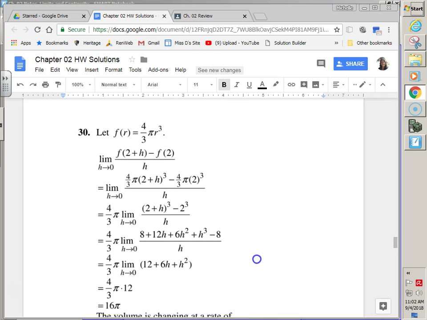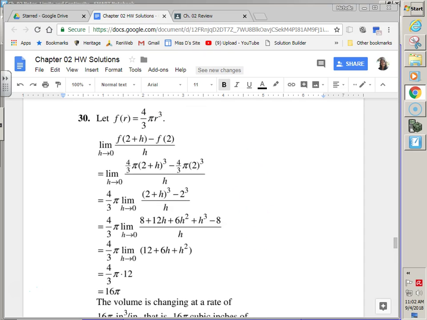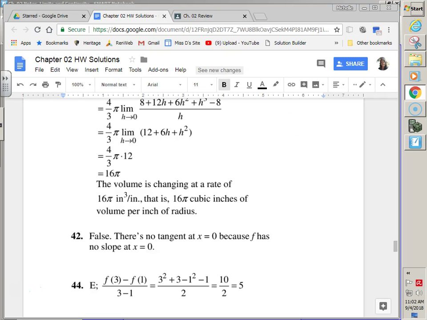Well, that wouldn't have made sense. Oh, I was going to say 4/3, but you could. I would have just brought down the 3 and said 4 pi r squared, right? Anyway, 16 pi inches cubed per inch. Was that a little bit weird? Inches cubed per inch. Yes.